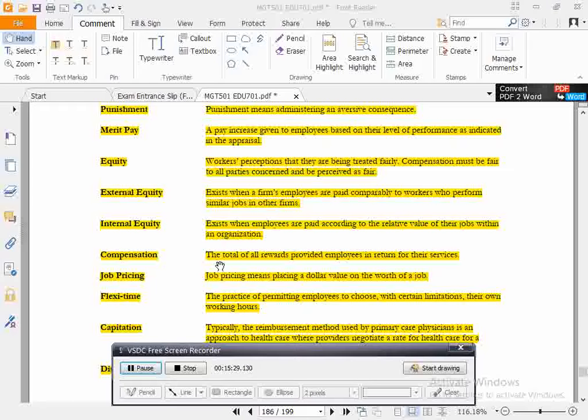Compensation: the total of all rewards provided to employees in return for their services. Job pricing means placing a dollar value on the worth of a job. Flexitime: the practice of permitting employees to choose, with certain limitations, their own working hours.